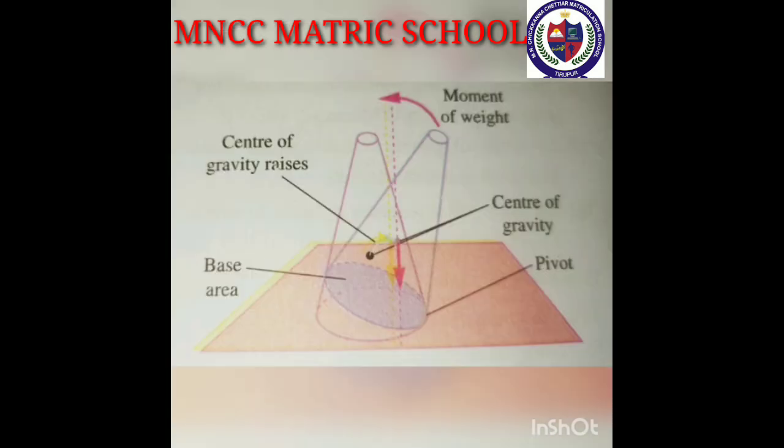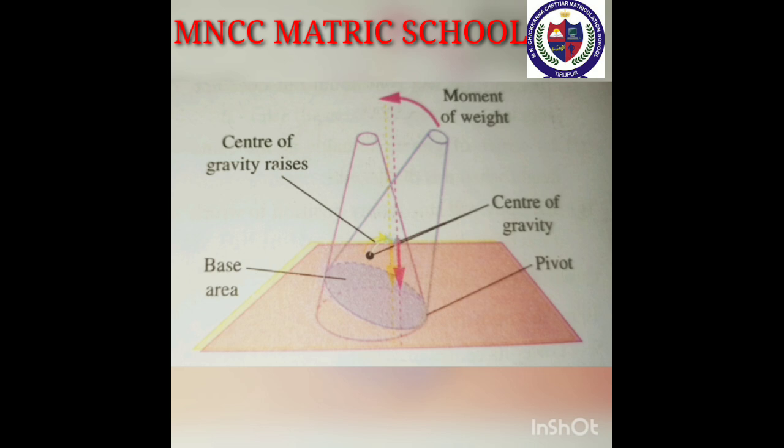Stability. What is stability? Stability is a measure of the body's ability to maintain its original position. There are three types of stabilities. One is stable equilibrium. Second one is unstable equilibrium. Third one is neutral equilibrium.